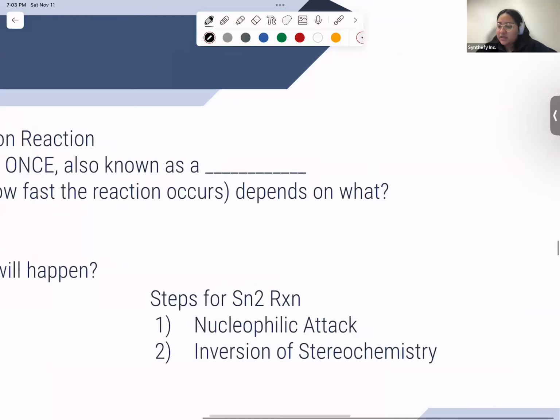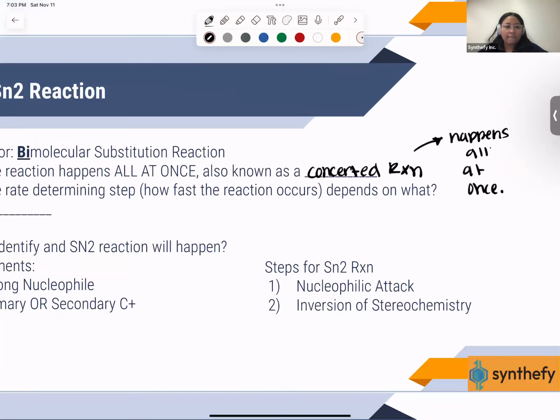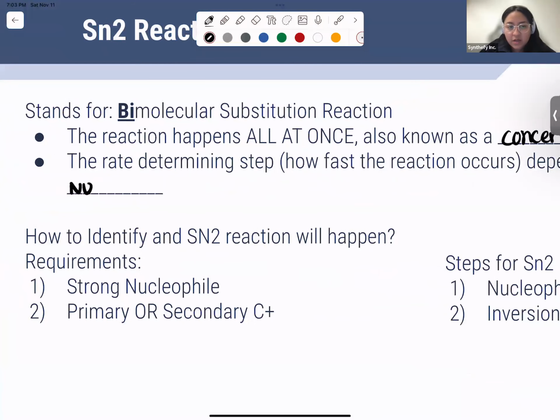And that is also known as a concerted reaction, which means it happens all at once. The rate determining step, or how fast the reaction occurs, depends on what? The nucleophile and electrophile, because that all is happening at once, so they both determine the rate of the reaction. So let's abbreviate nucleophile as Nu and electrophile as E-phile.